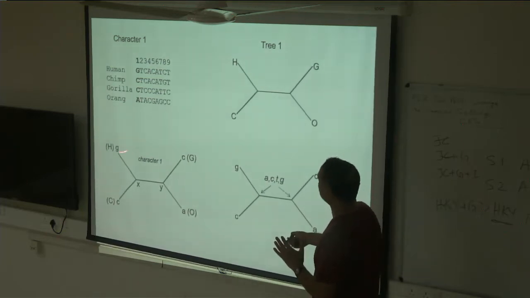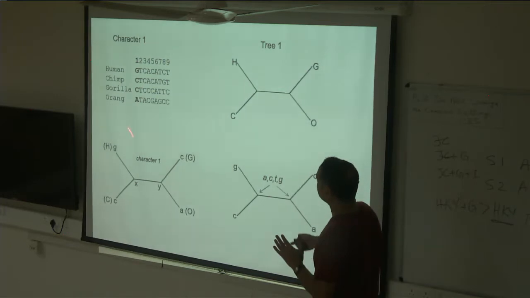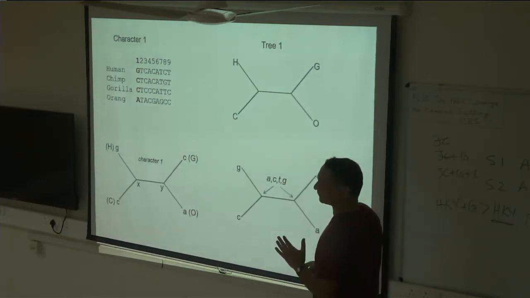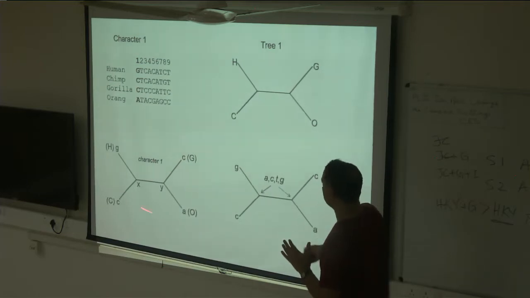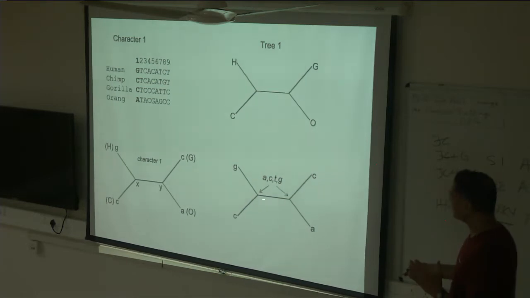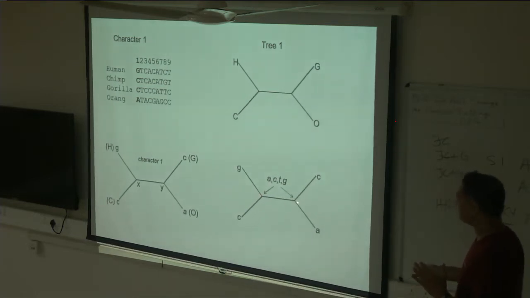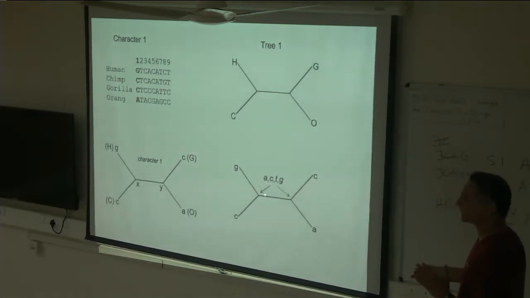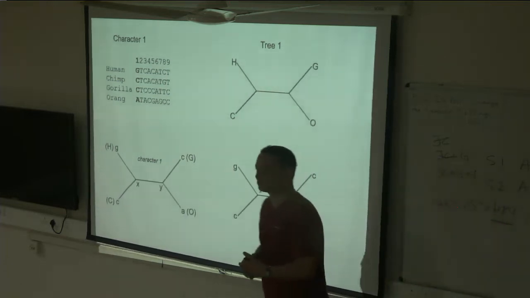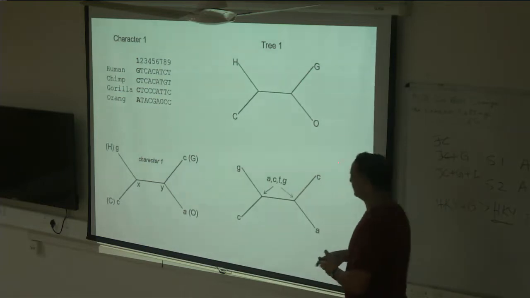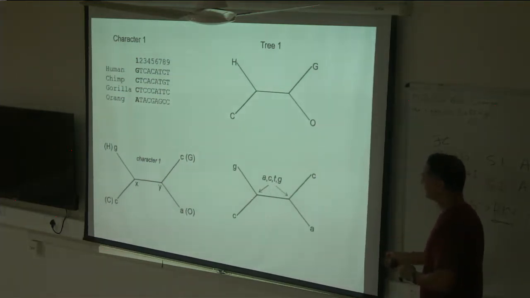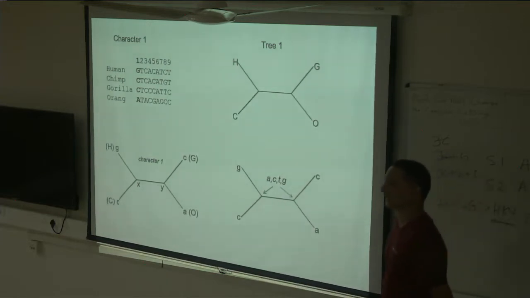Okay, so human has a G, chimpanzee has a C, orangutan has an A, gorilla has a C. Okay, all right, so now we have done that. Now the question is, what character state does this ancestor have? Any ideas? If we are using the principle of parsimony, this state could be A, C, T, or G. But which one do you think is most likely?